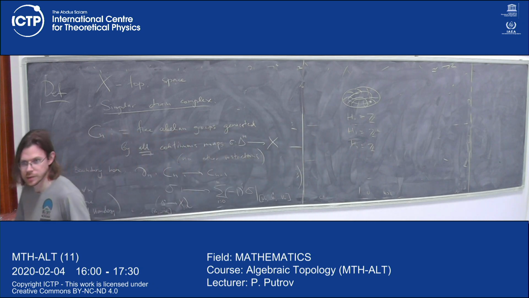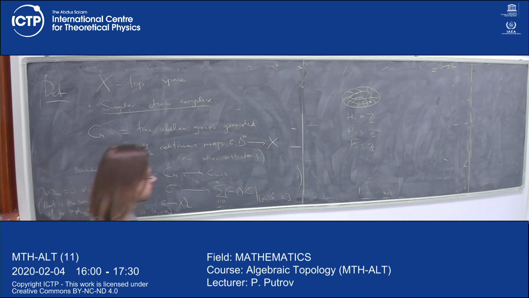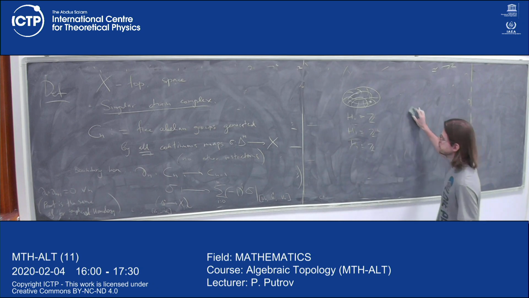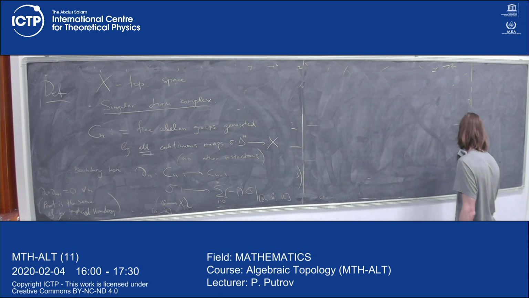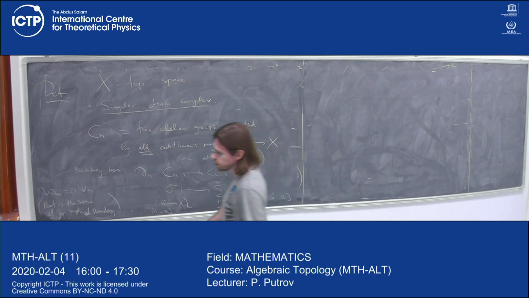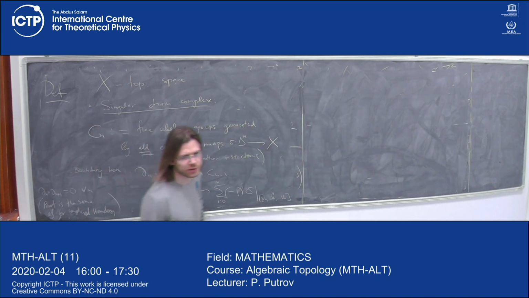Every topological space has a delta complex structure? No. Well, I mean, all manifolds have a complex structure.